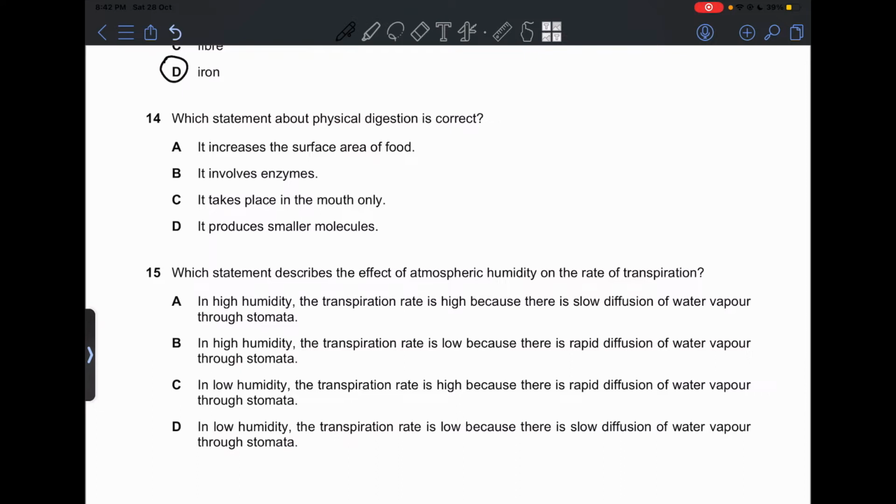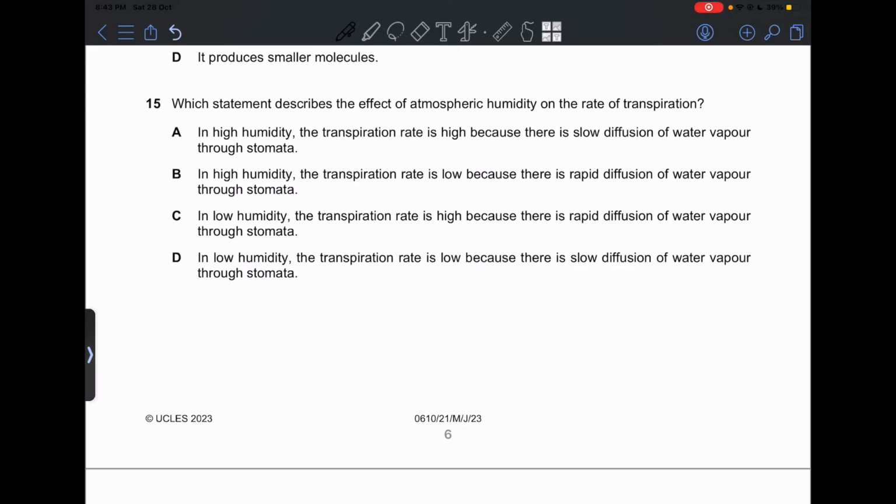C says it takes place in the mouth only. This is an incorrect statement because it also takes place in the stomach and the small intestine. D says it produces smaller molecules. Again, this is an incorrect statement because it's not affecting the molecule size, it affects the physical size. So our answer is going to be A.